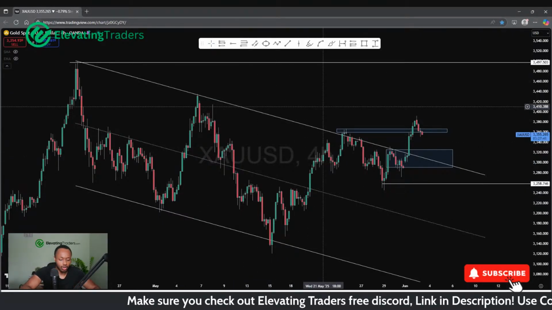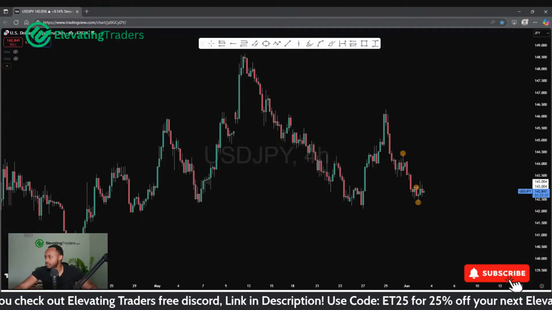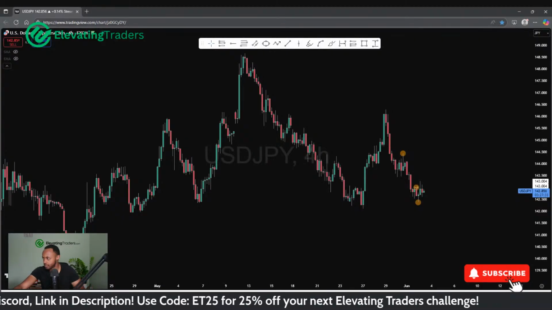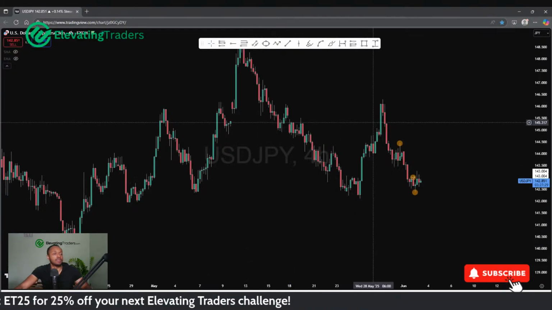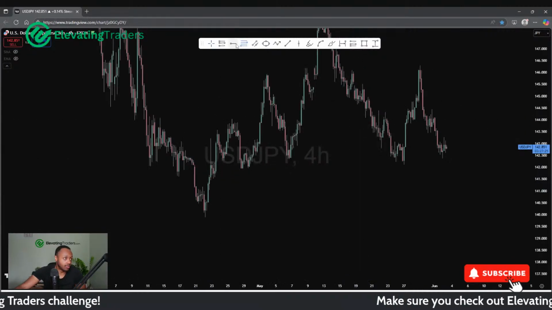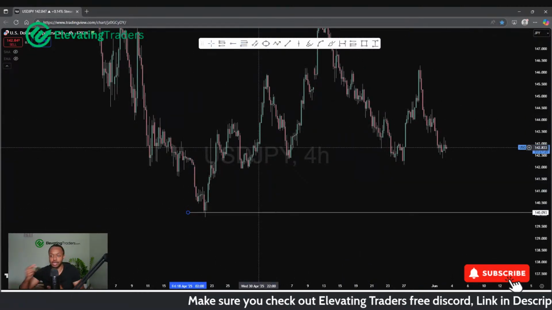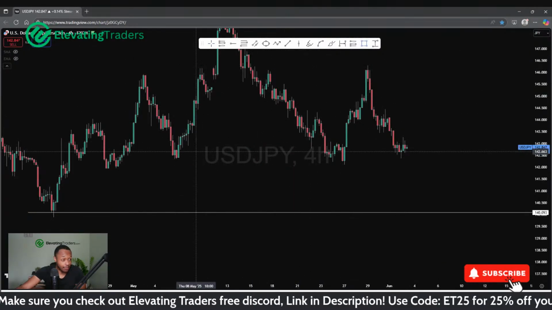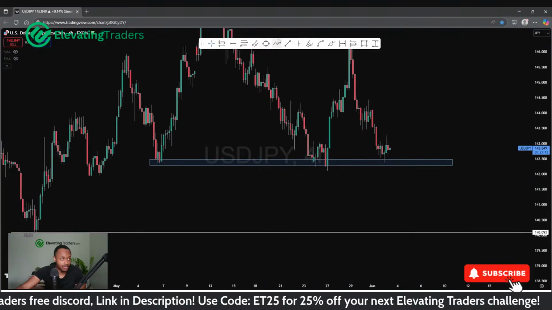Let me take a look at dollar yen for Ahmed. So Ahmed, you said thoughts on UJ. So in terms of the four hour chart, UJ, I'm still pretty bearish. I'm still looking for dollar yen to get back to the low here at 140. That's still my expectation. But of course, we're approaching support right now, and we could very much bounce here. So there might be some short-term buys to take advantage of.